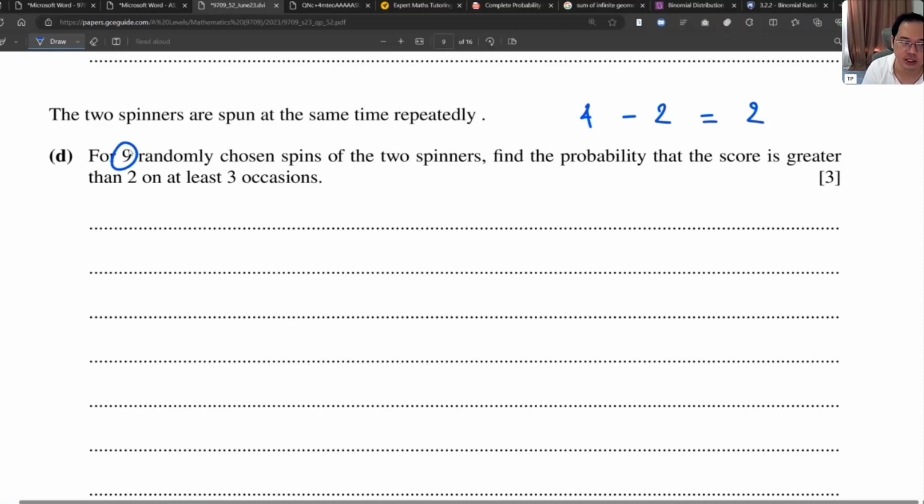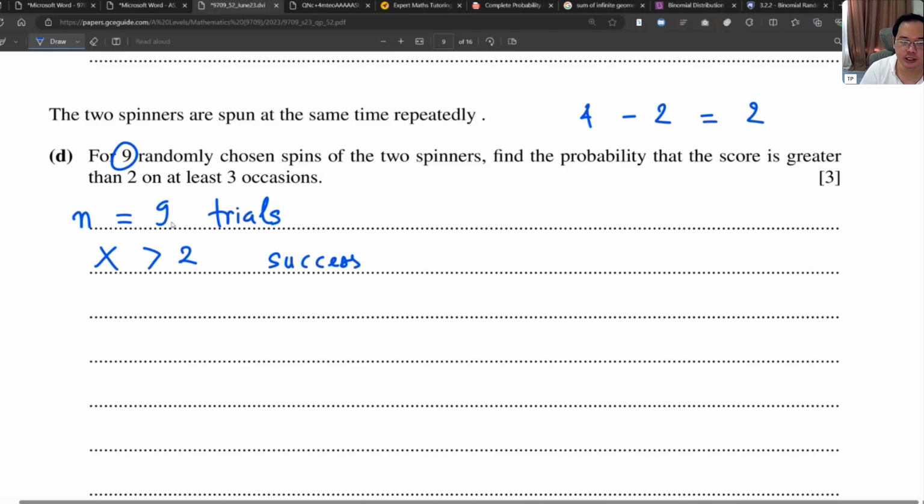This is a fixed number of trials, 9 trials. So here we have a fixed value of the trial, which is 9. 9 times we spin the 2 spinners at the same time. The probability of the score greater than 2 on at least 3 occasions, we need to find that. So x greater than 2 is the success, the success that we need to define. X greater than 2 is the success.